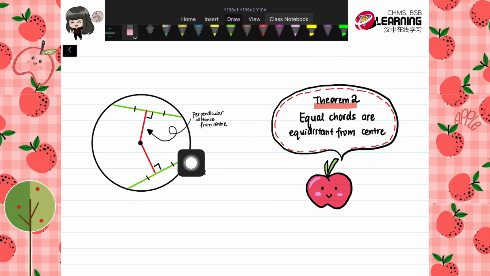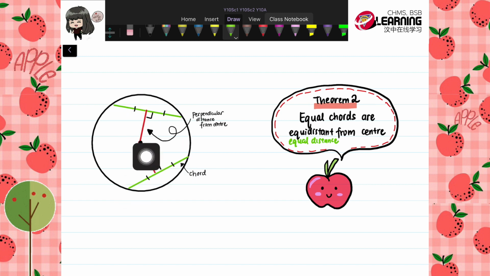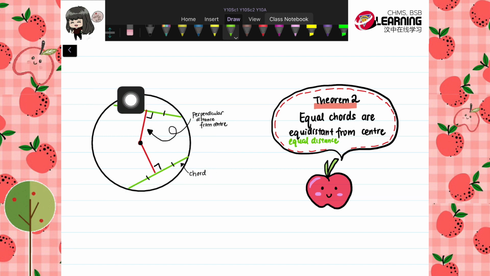Chords again, chords are these green lines. These green lines are called chords. Equidistant comes from the words equal distance, equal and distance, from the center. You see the green lines here, right? These red lines are called perpendicular distance. So if you have equal chords, this green chord and this green chord, if they are the same length, then they are an equal distance from the center.